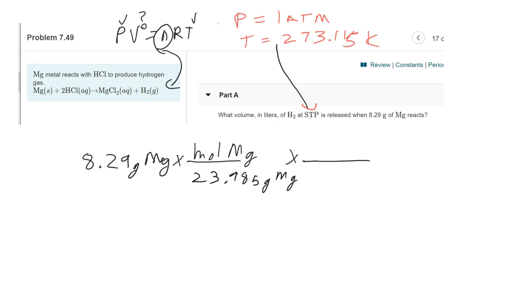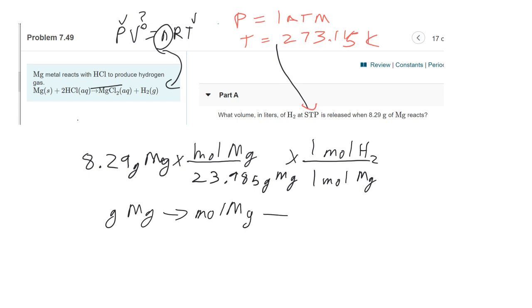We don't want moles of magnesium. According to our chemical equation here, the chemical equation says 1 mole of magnesium is needed for every 1 mole of hydrogen gas that we produce. So we've gone from grams of magnesium to moles of magnesium to moles of hydrogen gas.